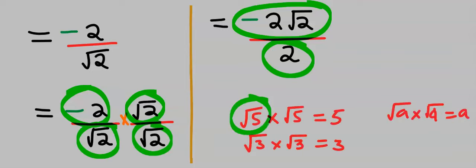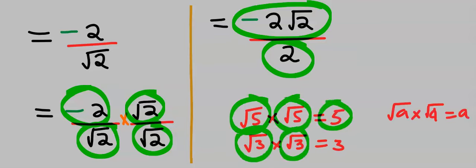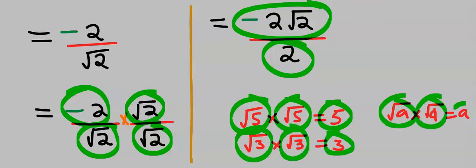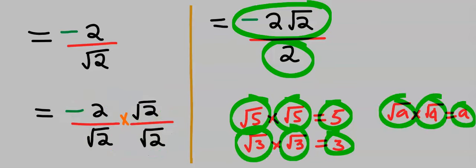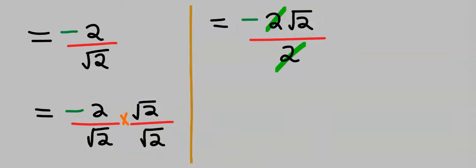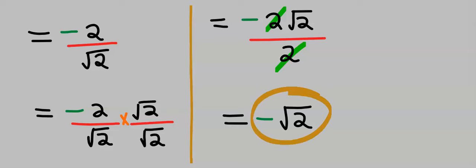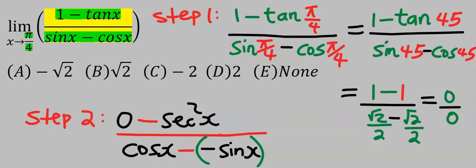Remember, root 5 multiplied by root 5 is 5. Root 3 multiplied by root 3 is 3. Root a multiplied by root a is a. And these 2 can now take away these 2. And your final answer is minus root 2. And from the options, our answer is A.